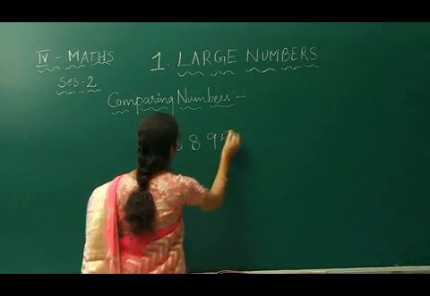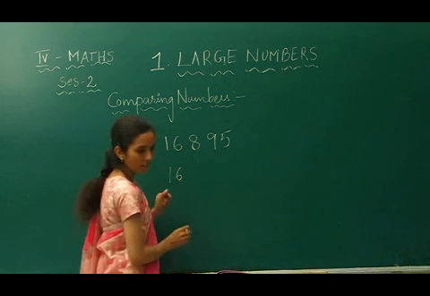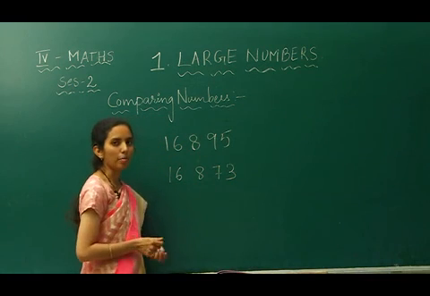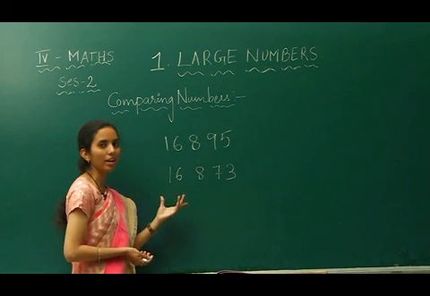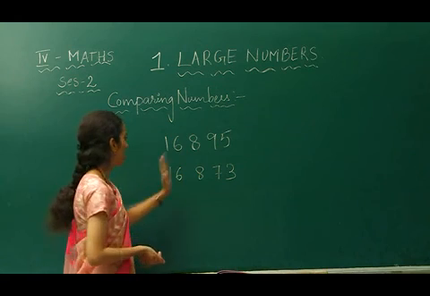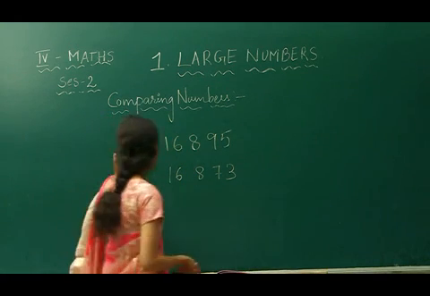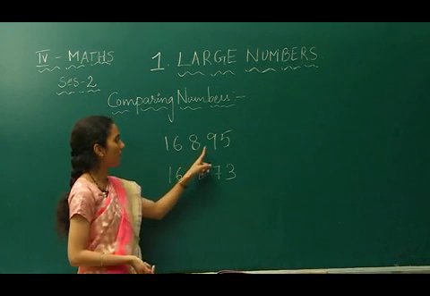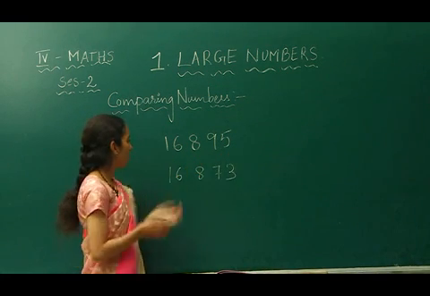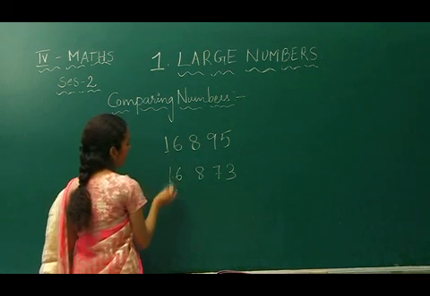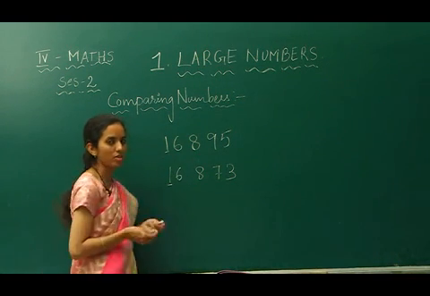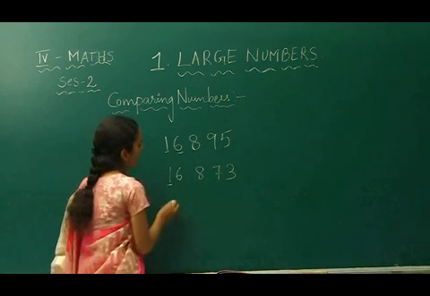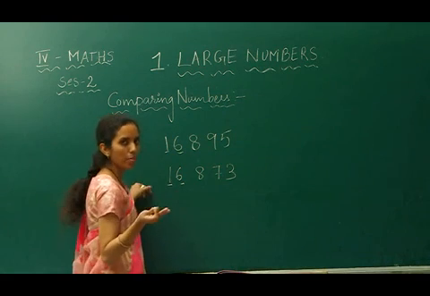16,895 is one number and 16,873 is another number. So how can we know which number is bigger? What we have discussed, we have to compare the highest place value. What is the highest place value here? 10,000s, thousands, hundreds, tens and ones. So 10,000s. In both the numbers, one is in the 10,000s place. So both are same. So next come to 6, that is the thousands place. Here it is 6 and here also it is 6. So both the numbers are same.